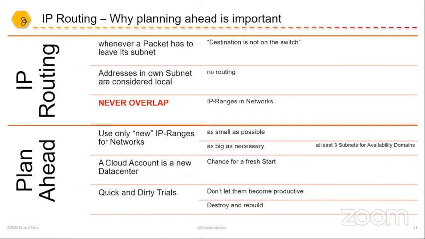So, why is planning ahead important in terms of IP routing? IP routing occurs whenever a packet has to leave its subnet to reach its destination. So you can easily think about it like this: the destination IP address is not in the same switch, so not directly cabled together. Addresses on your own subnet are considered local. These are the ones where no routing occurs.